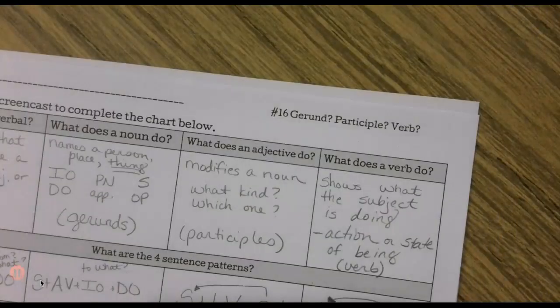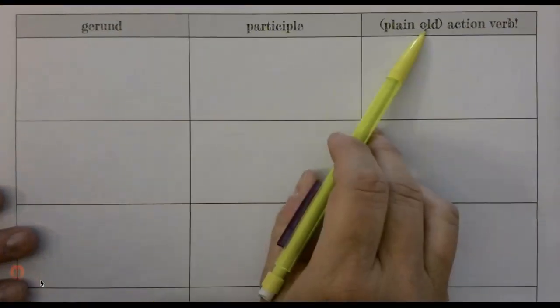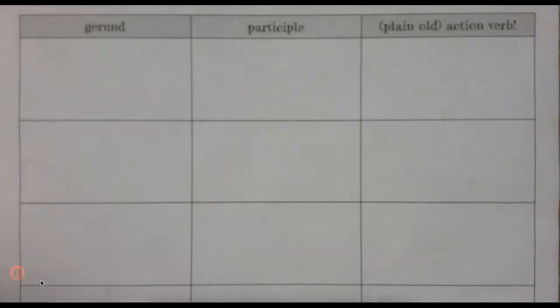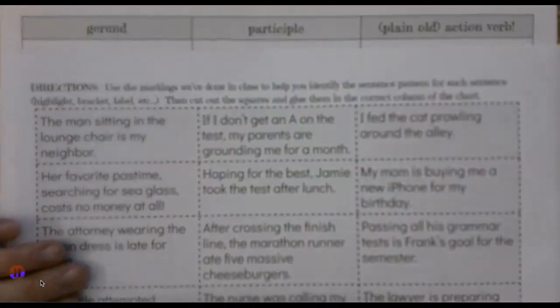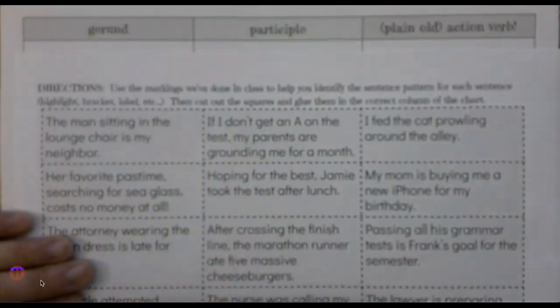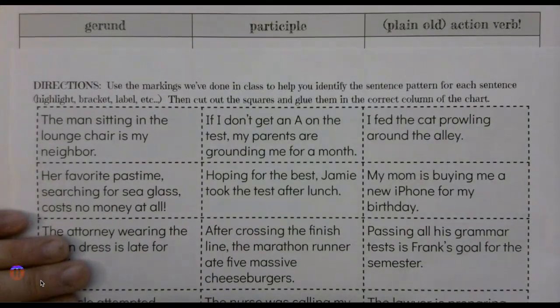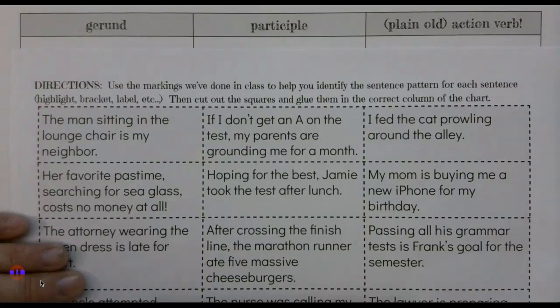So on the flip side of this paper, you have a chart that looks like this, and we've got gerund, participle, or just a plain old action verb. And then you have another paper that has the dotted lines that you're going to cut out. It says use the markings that we've done in class to help you identify the sentence pattern for each sentence. Highlight, bracket, label, do everything that you can. Then cut out the squares and put them in the correct column of the chart.